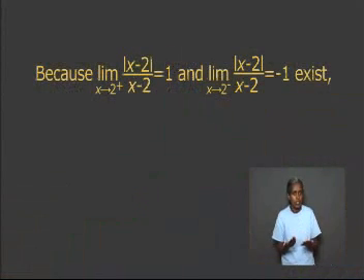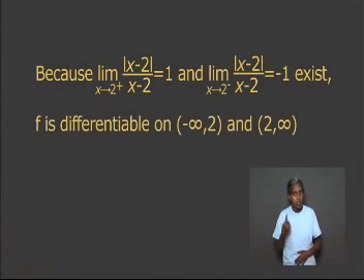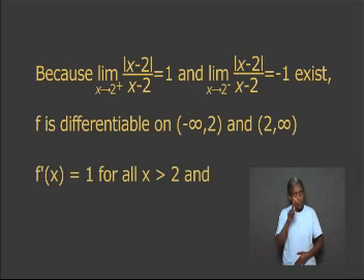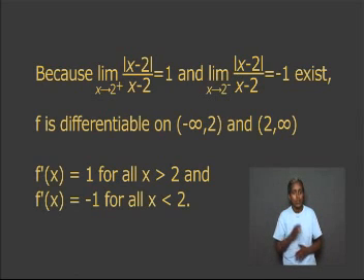However, because both of the one-sided limits exist, we know that f is differentiable on the open interval from negative infinity up to 2 and the open interval 2 up to infinity. f prime of x equals 1 for all x that are greater than 2. f prime of x equals -1 for all x that are less than 2.